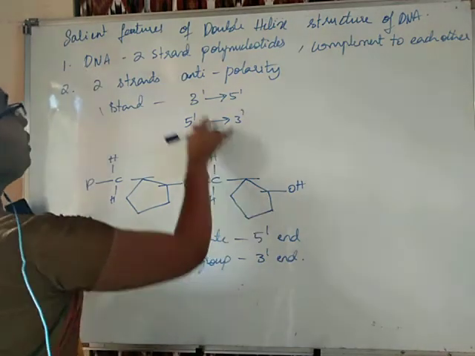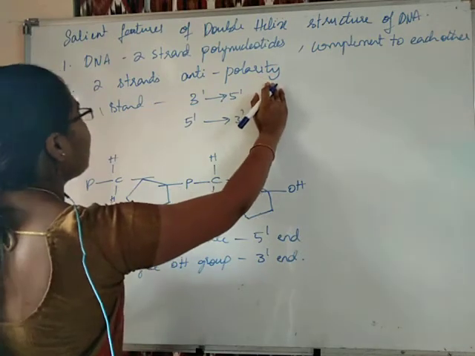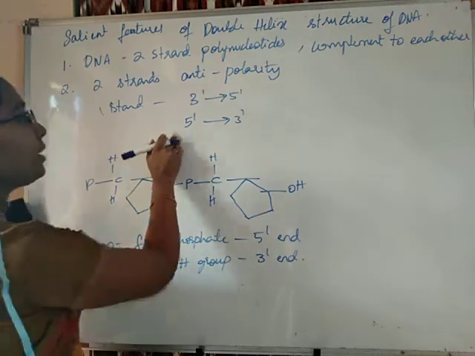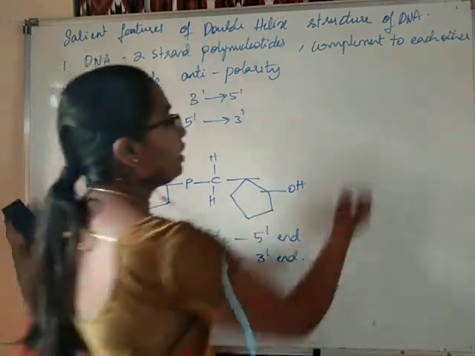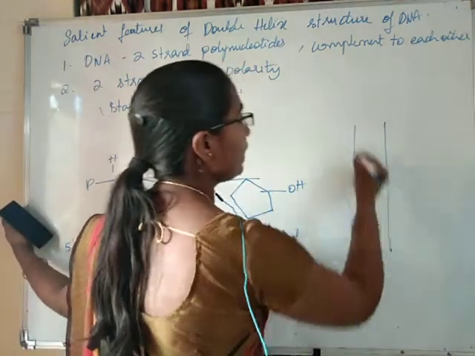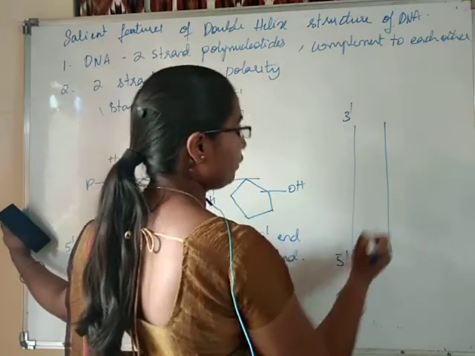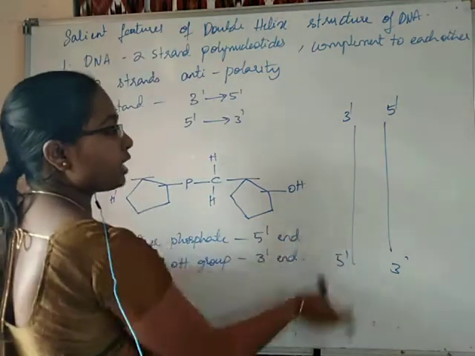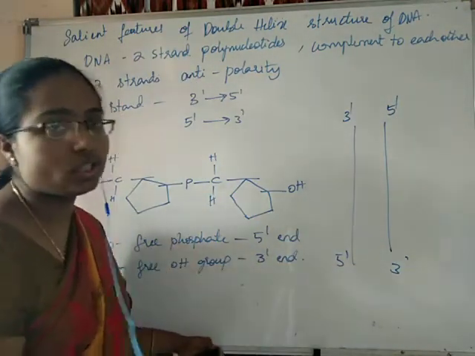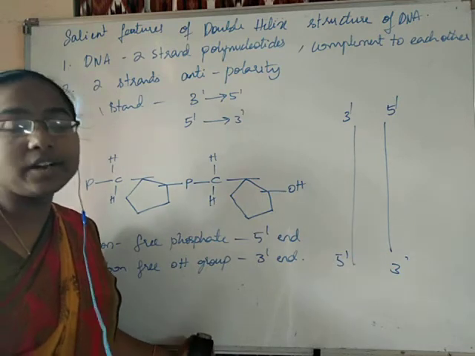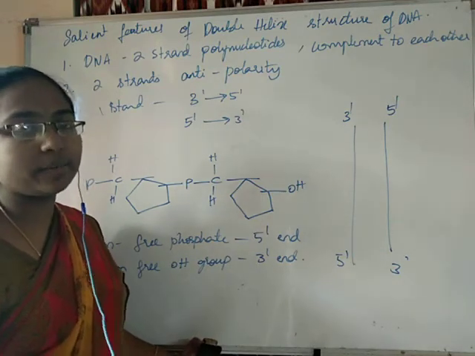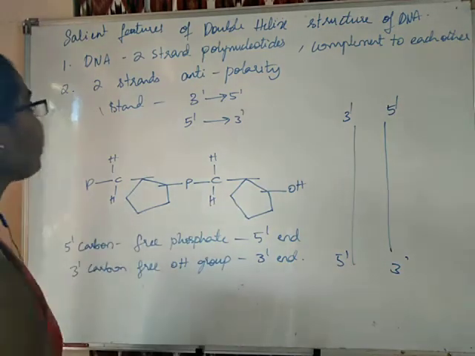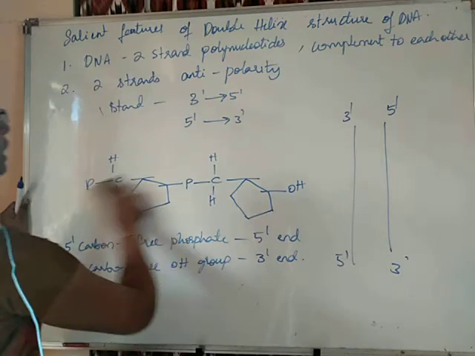So students, here the two strands have antipolarity. That means one strand runs in the 3 to 5 direction and the other strand runs in the 5 to 3 direction. In that way, the two strands of DNA are opposite to each other, running in an anti-polarity manner. That is the second feature of the double helical structure of DNA.